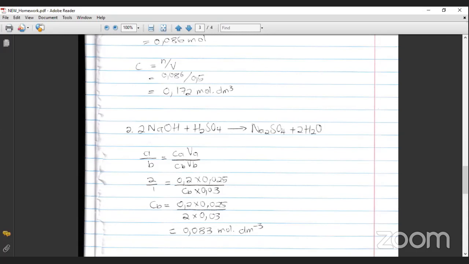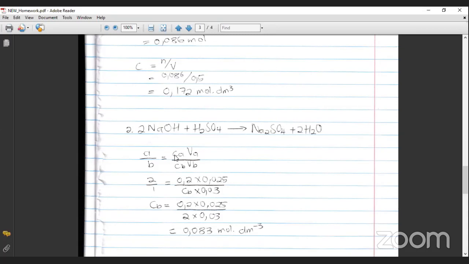Okay, so here we're going to say A over B is equal to CAVA divided by CBVB. So these C's are the concentrations, these are the ratios, and the V's are the volumes that are given. Sometimes you can find that they'll give you the concentration and ask for the volume of one of the two. So that can also happen. Okay, so what do we do now?